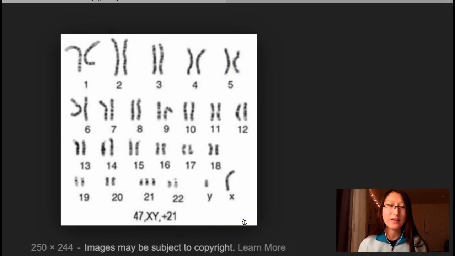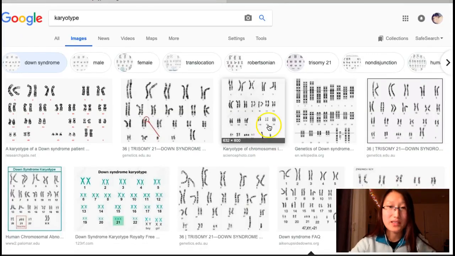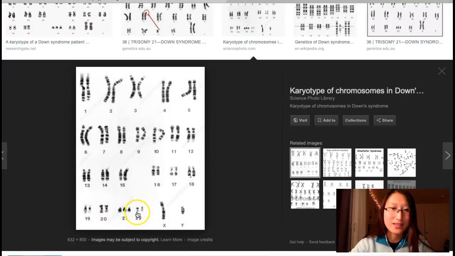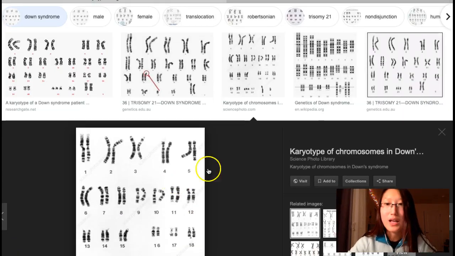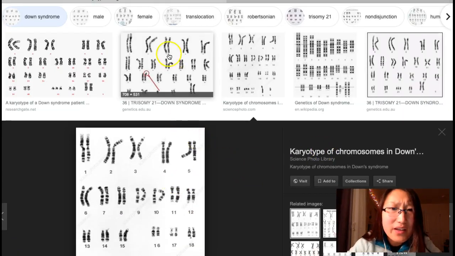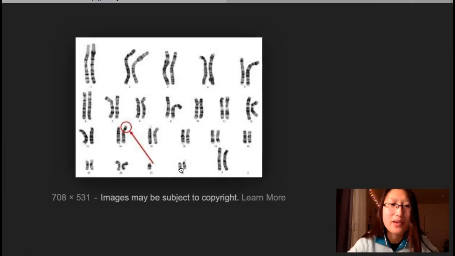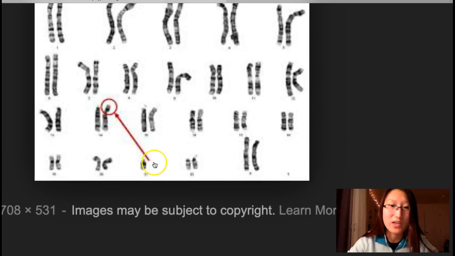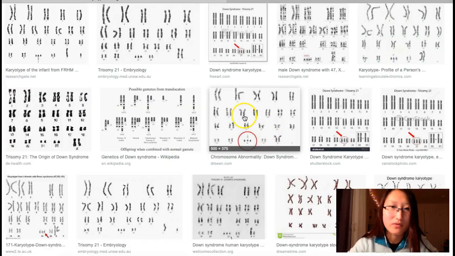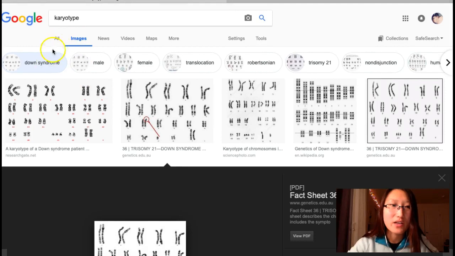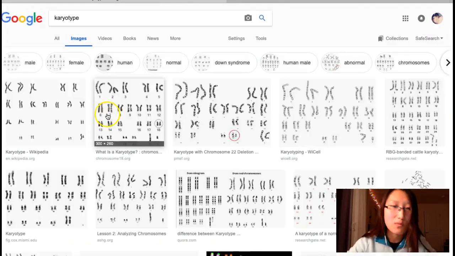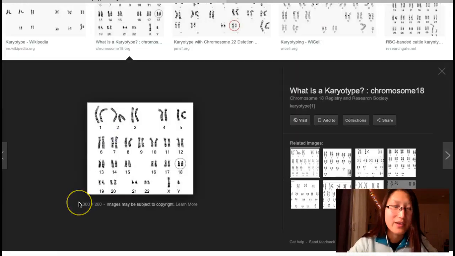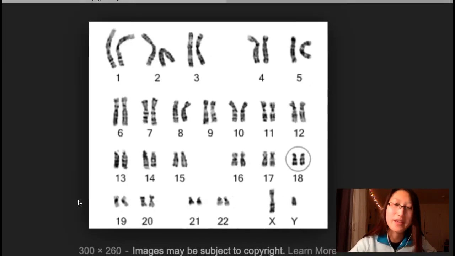I can also give you a karyotype and ask you whether it's a normal human body cell or not. For example, if you look at this one, this is not a normal human body cell because there's an extra 21. However, if you look at this one right here, this also doesn't look normal because we're missing one right here, okay? If you know what a normal, non-mutated human somatic cell or gamete is supposed to look like, then you would know when there's an extra one somewhere, or where there's one less, then there's a mutation.